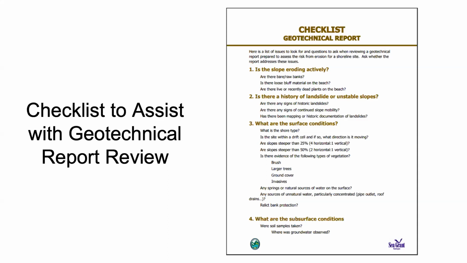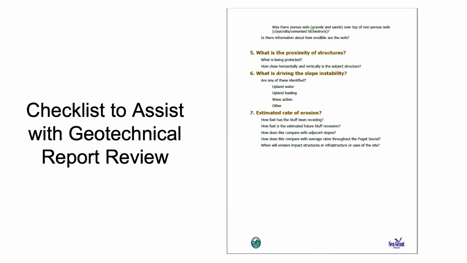The checklist walks through several questions to identify if key information is present in the report. So questions that it asks include, is there evidence for active erosion on the slope? Does the site have a history of landslides? What is the shore type and drift direction? And is there water on the site? So they should be sounding familiar based on what Corey was just going through.